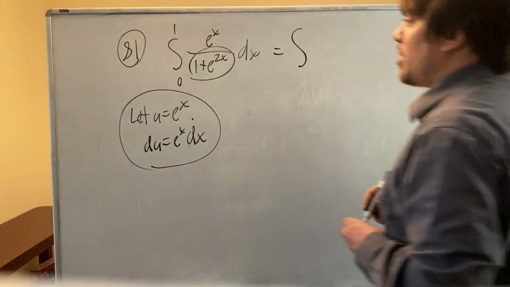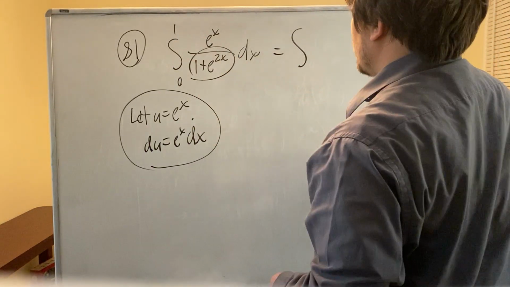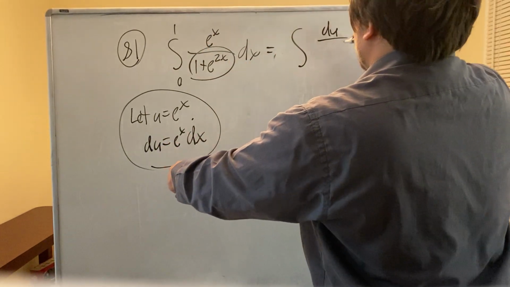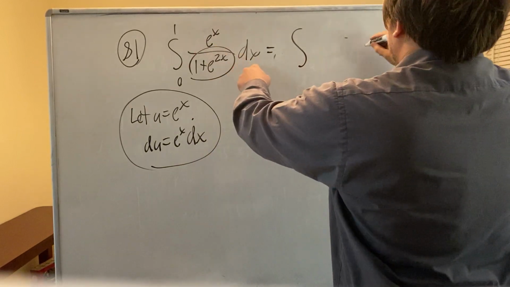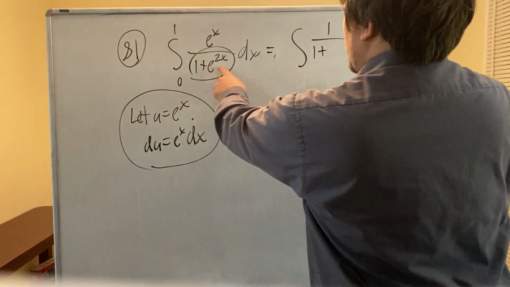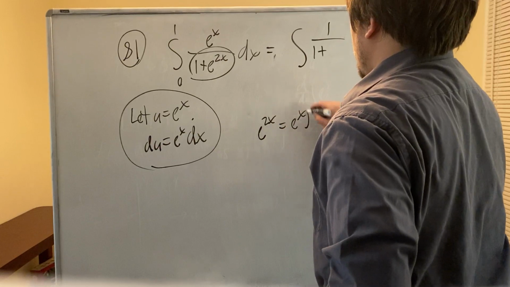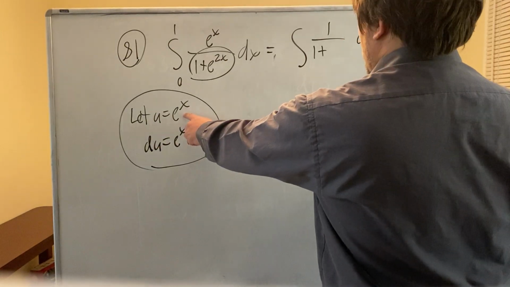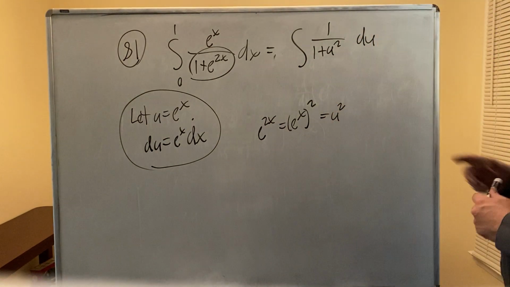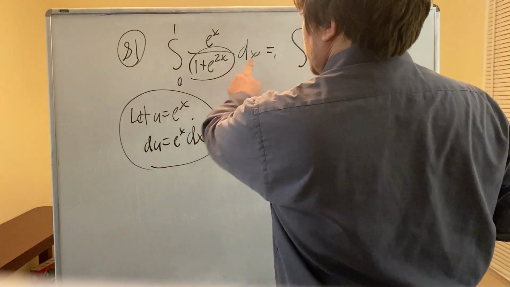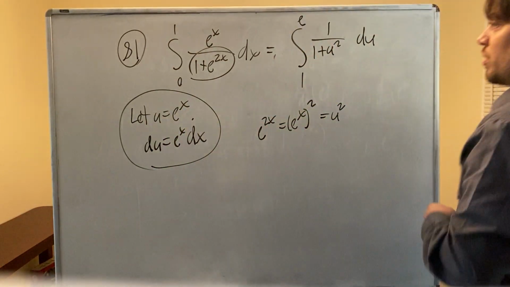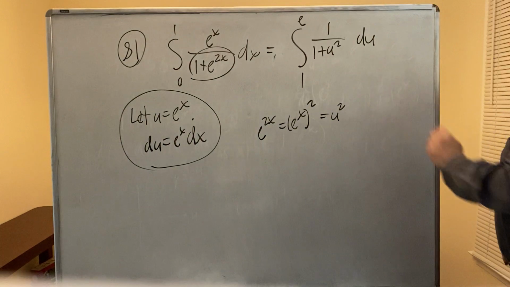So by substituting for definite integrals, we have the integral of, well, e to the x dx is right here. So that's du, actually I'm going to put the du in front. e to the x dx is du. And this is 1 over 1 plus, u is e to the x, e to the 2x is e to the x squared. So since u is e to the x, this is u squared. So this is 1 over 1 plus u squared du. But when x is 0, u is 1. And when x is 1, this is e.